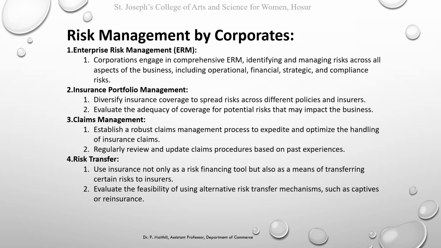Third one, claims management. Establish a robust claims management process to expedite and optimize the handling of insurance claims. Regularly review and update claims procedures based upon past experience. Risk transfer. Use insurance not only as a risk financing tool but also as a means of transferring certain risks to insurers. Evaluate the feasibility of using alternative risk transfer mechanisms such as captives or reinsurance.